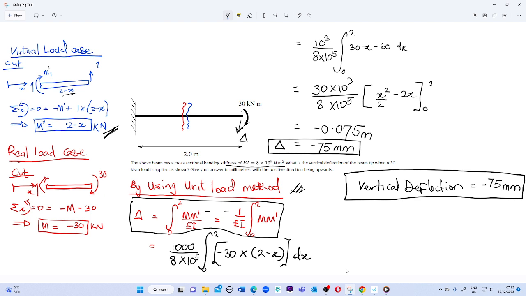So therefore, by integrating our part here, we have 10 raised to the power 3 over 8 times 10 raised to the power 5 into the integral of 2 to 0 of 30x minus x. So therefore, by slotting the 2 to 0 input, we have our displacement to be negative 0.075 meter. So therefore, our vertical displacement is going to be negative 75 millimeter calculated.